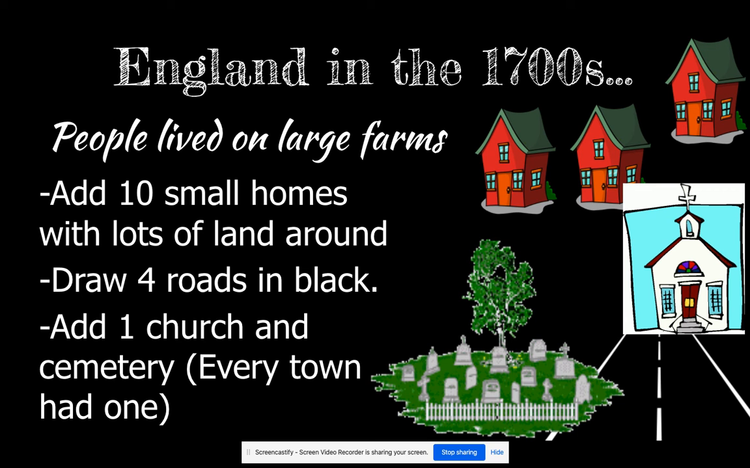And you're going to need to have a church. And I don't know if you've ever seen English movies or anything like that, but the majority of their cemeteries are right there, actually in front of the church, not behind them or off to the side like we see here for some country churches. So add 10 small homes, 4 roads, have at least one of them cross over the river where the bridge is, and then add in a church with a cemetery.